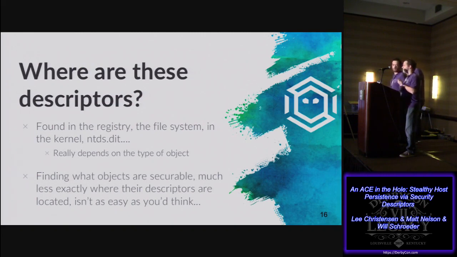So where are security descriptors found? They're found all over the place. It really depends on the type of object. You can find them in the registry. They may be in a configuration file on disk, or in memory in the kernel. With Active Directory, they're stored offline in the ntds.dit file. So it just really depends on the type of object you're analyzing.